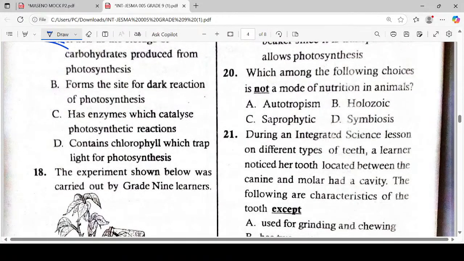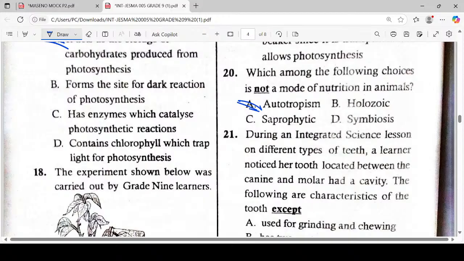Question number 20 says, which of the following choices is not a mode of nutrition? We have autotrophism, holozoic, symbiosis, and saprophytic modes of nutrition. Very, very good question. The odd one out here is autotrophism. Autotrophism is the ability of plants to manufacture their own food. So that one is not a mode of nutrition.